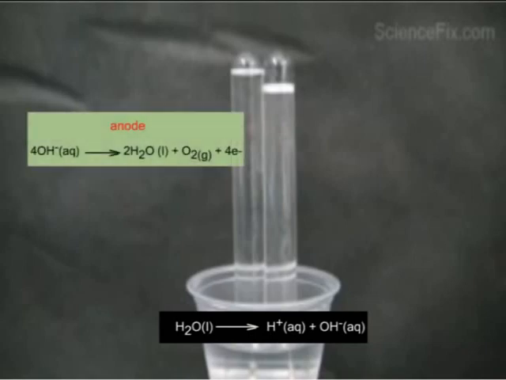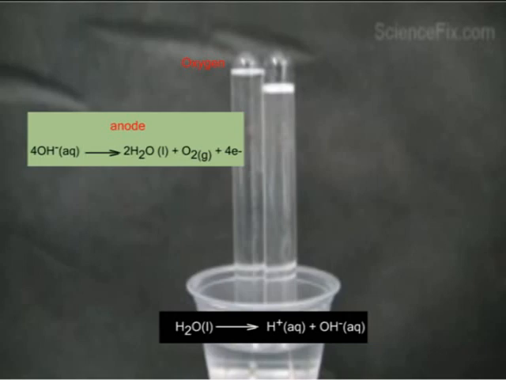Hydroxyl ions will lose the electrons to form water and oxygen gas. That is according to this overall equation: 4 hydroxyl ions will form 2 water molecules plus an oxygen molecule, and by that they will have lost 4 electrons. Now these electrons that have been lost by the hydroxyl ions will travel through the conductor to the cathode.